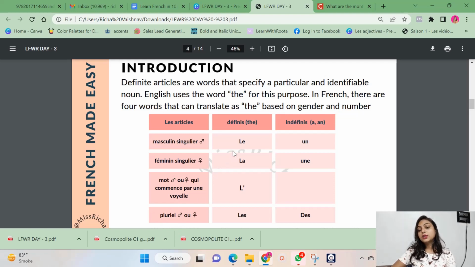All right. So the translation of definite articles is "the", and indefinite is "a", "an", or "some". So le, la, l'apostrophe, and les. These are the definite articles. All right. They all mean "the". And indefinite: un, une, des. Un and une can mean "a" or "an", and des means "some".